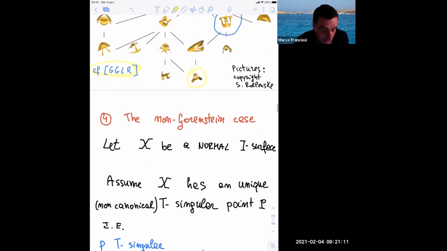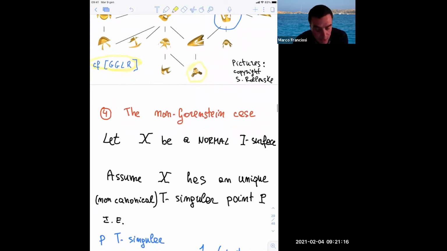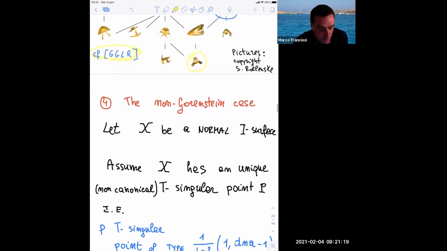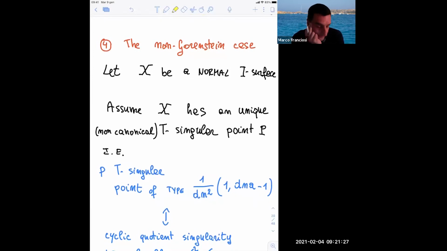Okay, now we want to investigate more the moduli space of I-surfaces. So we decided to see what happens in the non-Gorenstein case. And with the help of Julie, we decided to consider the case of I-surfaces with a unique T-singular point, which may be the easiest case for normal surfaces, for non-Gorenstein singularities.